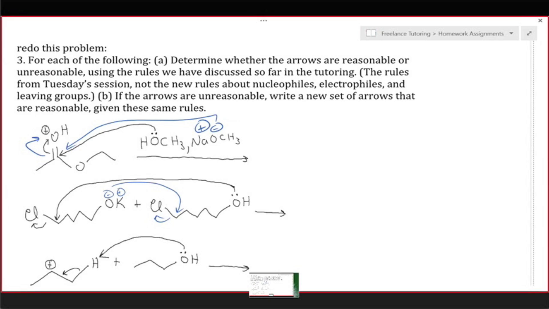The next set of arrows, it looks like you said, were unreasonable for a similar reason because they weren't using the oxygen with a negative charge. So you fixed that. The third set of arrows looks like you decided were reasonable, and they are. They're ending up pointing towards the carbon with the positive charge. Okay, good. Let's move on.